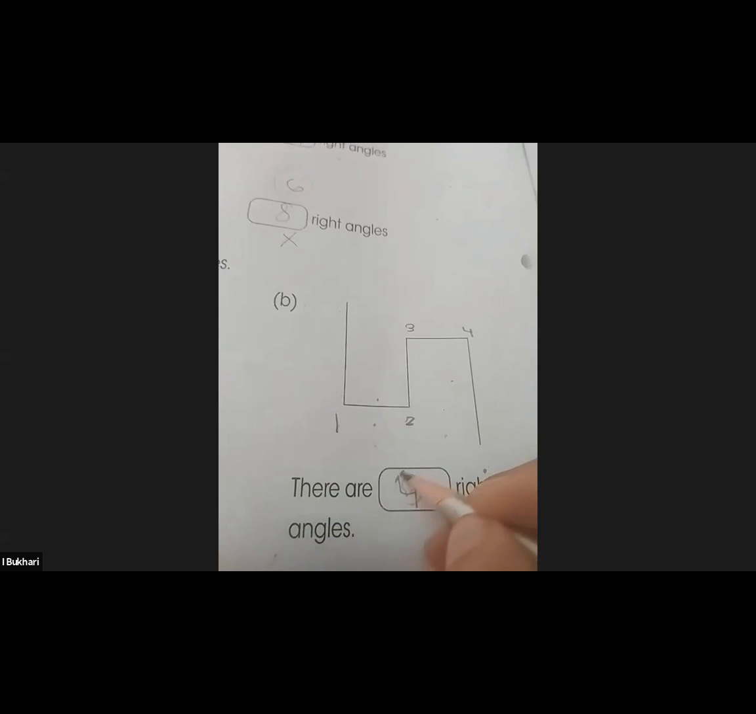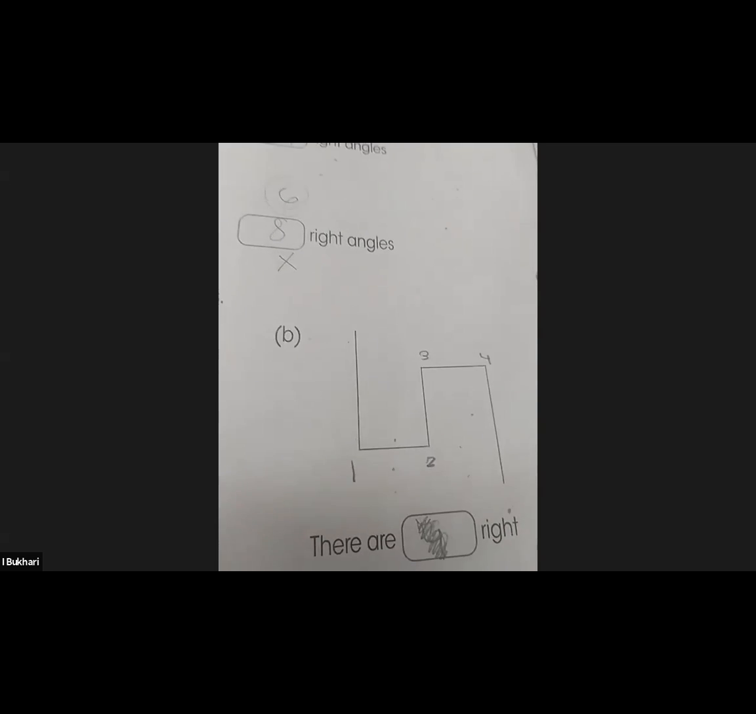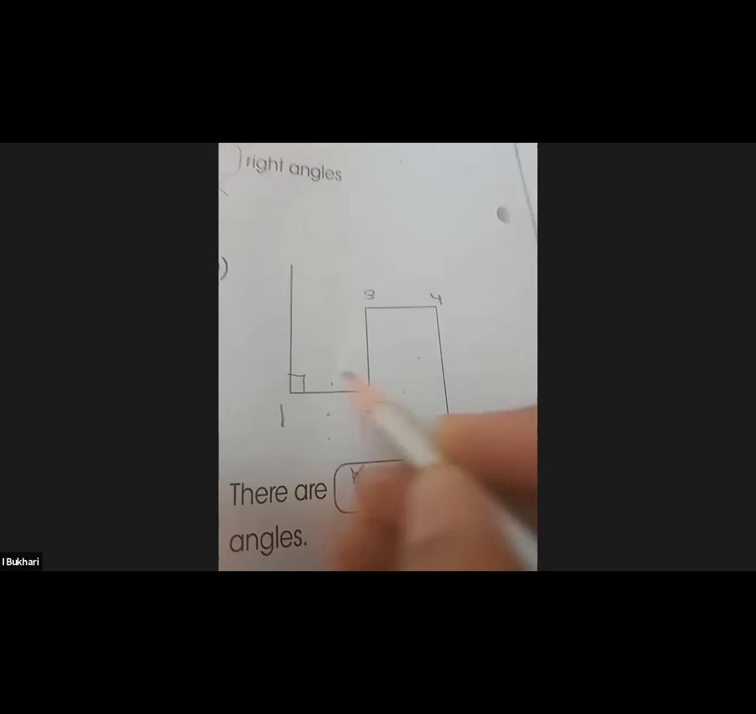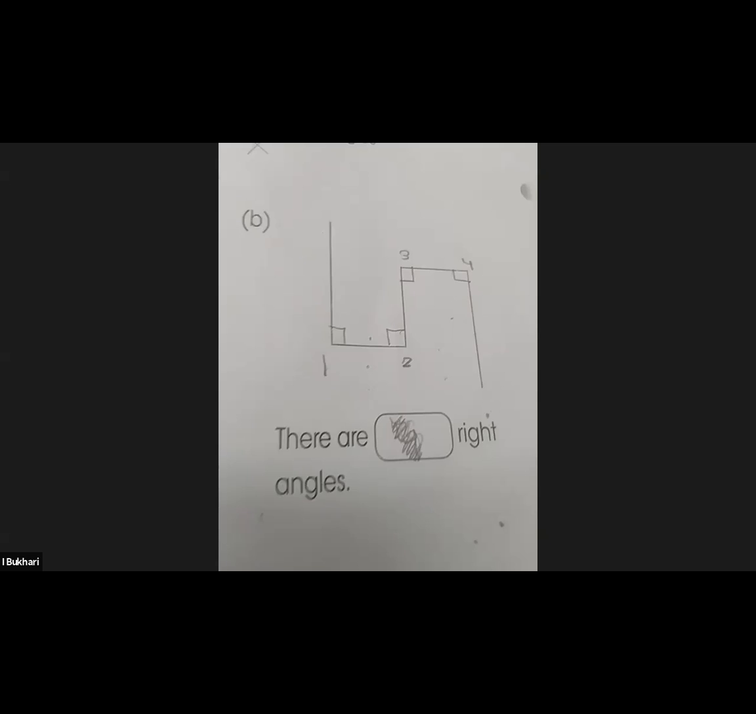Now, don't go on Muntaha's answers. They might be wrong. Okay? So it's okay. Okay, who's going to answer B? Let me ask Minal. Yes, Minal? 4 right angles. How many? 4. Okay, 1, 2, 3, 4. Yes, you are right. Absolutely right.